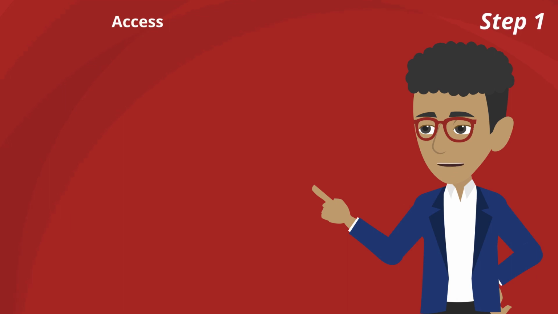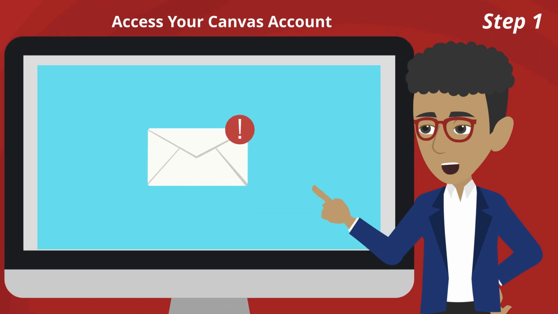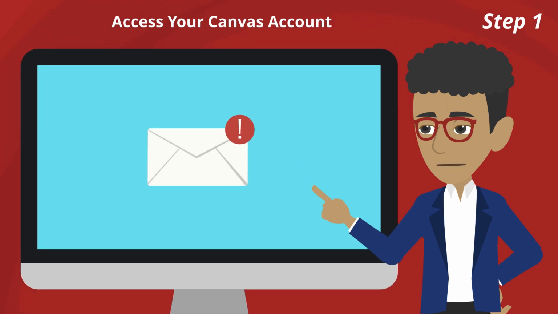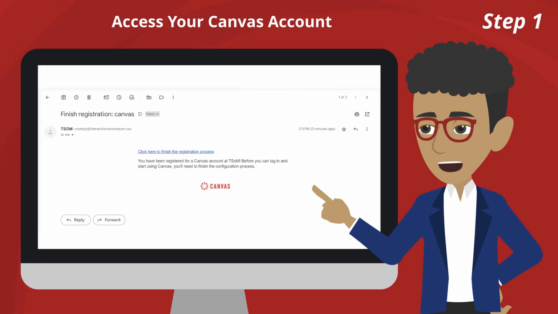Step 1. Access your Canvas account. First, let's get you set up on Canvas. Your journey starts with a confirmation email from our admissions team, which will contain a link to access Canvas. Look for an email that resembles the image below. Click on the link in the email, and you'll be taken to Canvas.